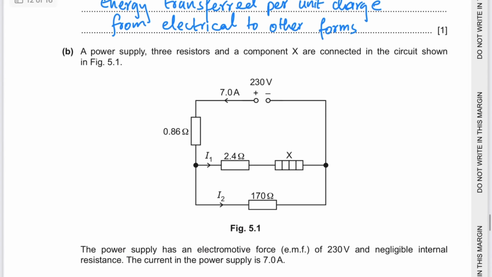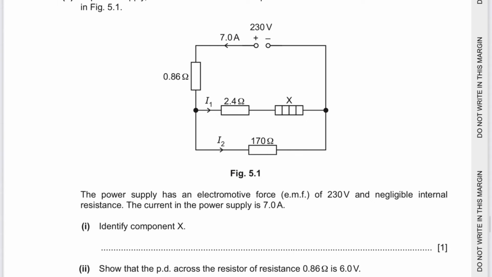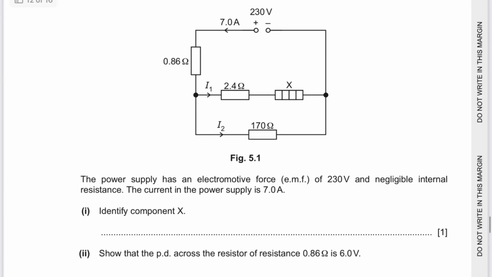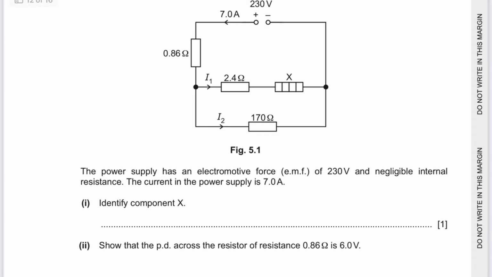A power supply, 3 resistors and component X are connected in the circuit shown in figure 5.1. The power supply has an EMF of 230 volts and negligible internal resistance. The current in the power supply is 7 amperes. Identify component X. Component X is a heater. It's one of the circuit symbols mentioned in the syllabus that you're required to be familiar with.